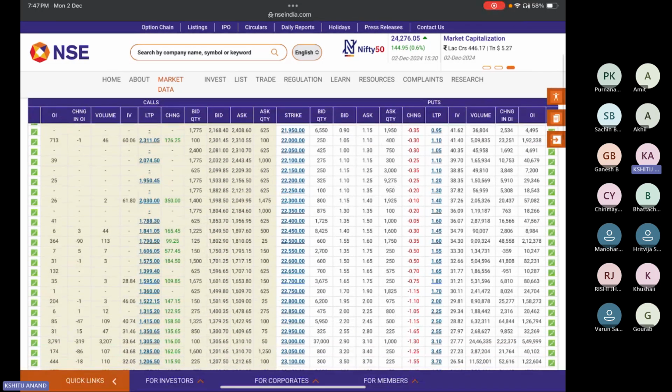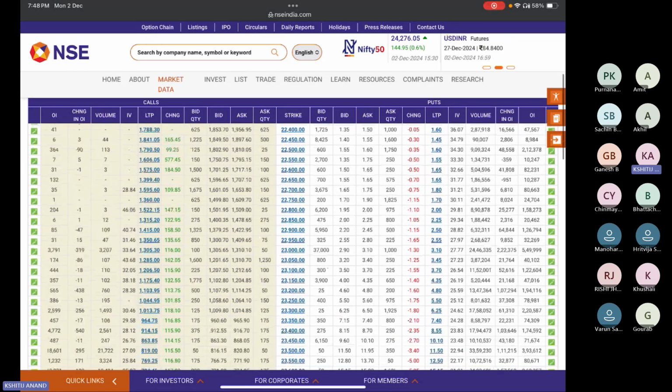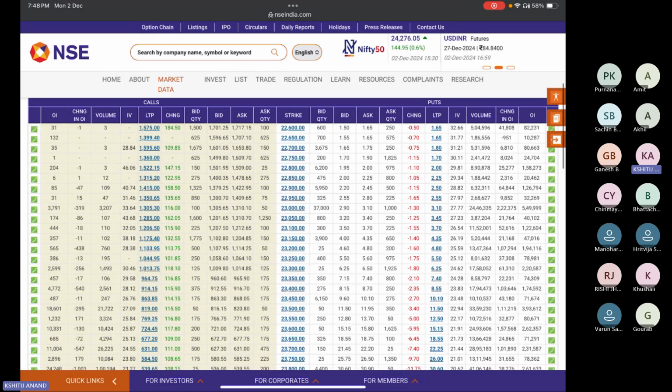All these are different options as well, but on the same underlying. Now try to understand what I'm trying to say. This column is for IV, which is implied volatility. Try to see that each of the rows has a different implied volatility. These are different options and have different implied volatility, but the underlying is the same.